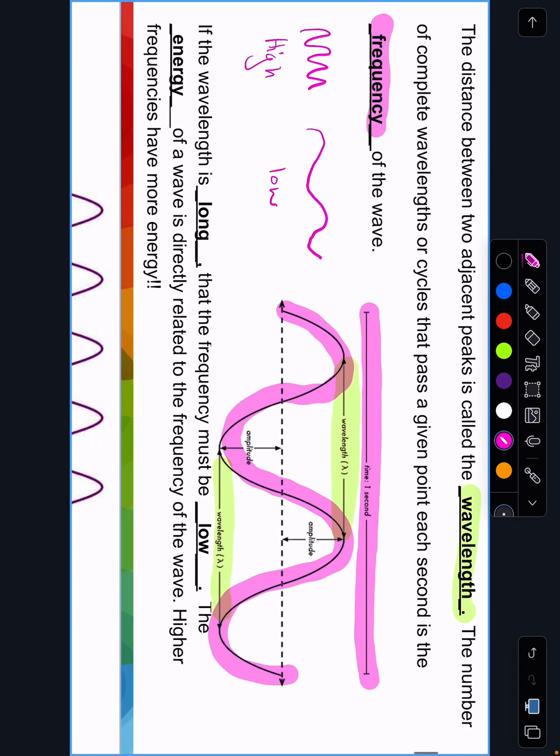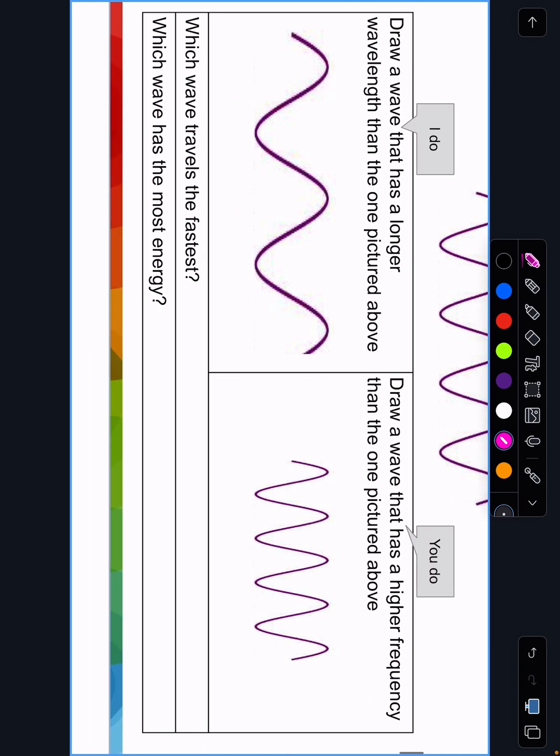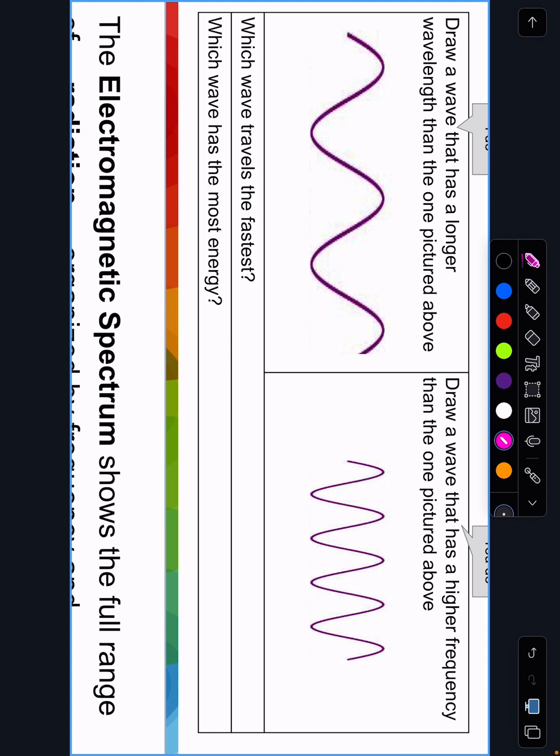Okay, check up here, everybody. Now, obviously, answers can vary. But once again, on the first one, you should have drawn something that is more spread out. So have a smiley face if you did that. And then you should have drawn a more coiled up, squished one for high frequency. So have a smiley face if you have that. Questions on frequency and wavelength?